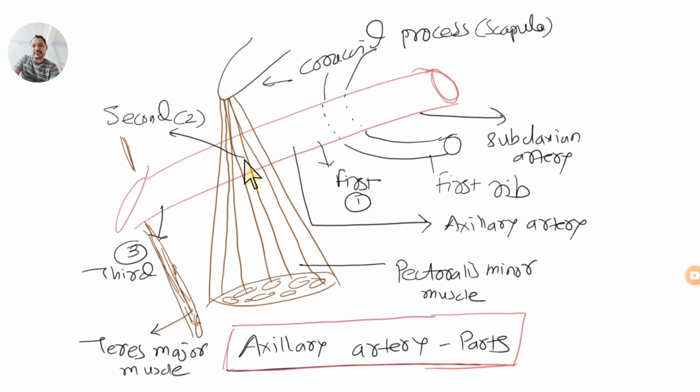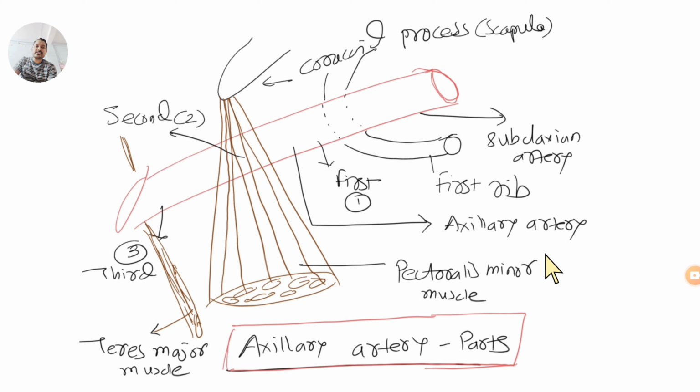Proximal to the muscle is the first part. Behind the muscle, deep to the muscle, is the second part. The third part lies distal to the muscle. So this is 1, 2 and 3, the three parts of the axillary artery. It's very important that you understand this concept of division of the axillary artery by the pectoralis minor.